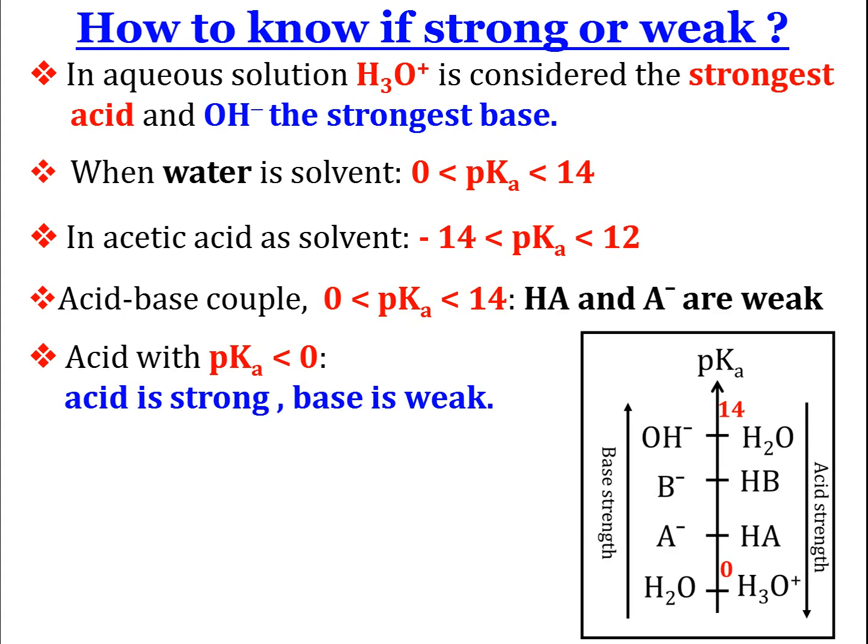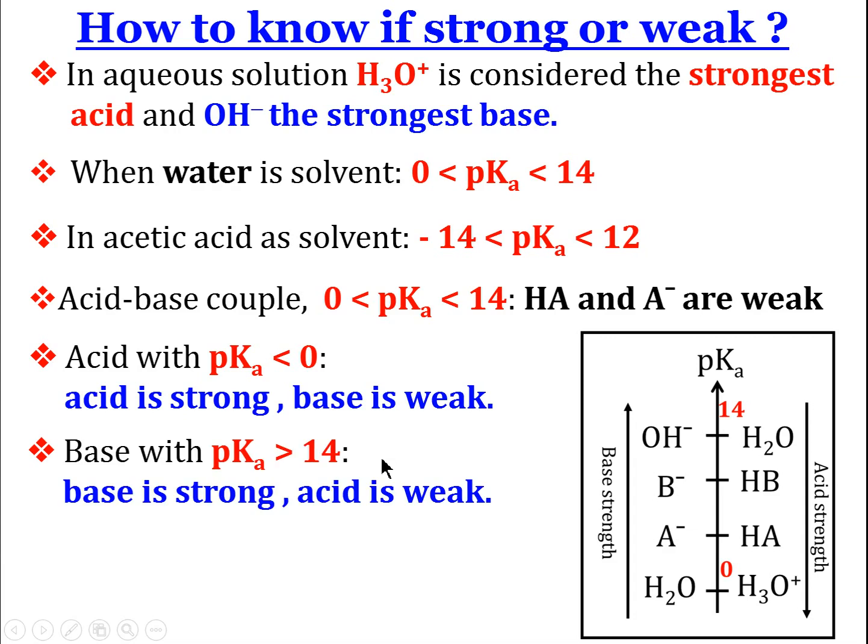Suppose the acid used has a negative pKa. In this case, HA is a strong acid. Its conjugate base A minus is a weak base. And if the pKa is greater than 14, the acid HA used is weak and its conjugate base is strong. Note that in our curriculum, since we are using water as the universal solvent, in aqueous solution all the values of pKa should be between 0 and 14.